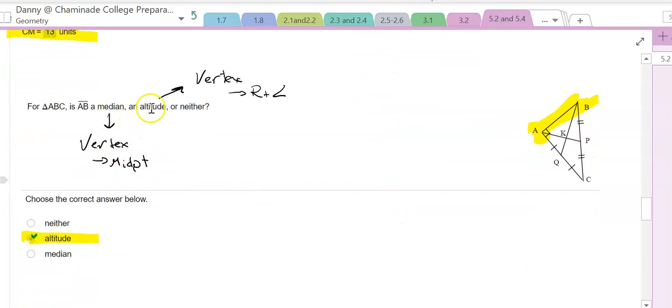Here we're looking at the difference. An altitude is when we start at a vertex and we create a right angle. A median is where we start, and so B to Q would be a median. A to P would also be a median, but the example we have is an altitude.